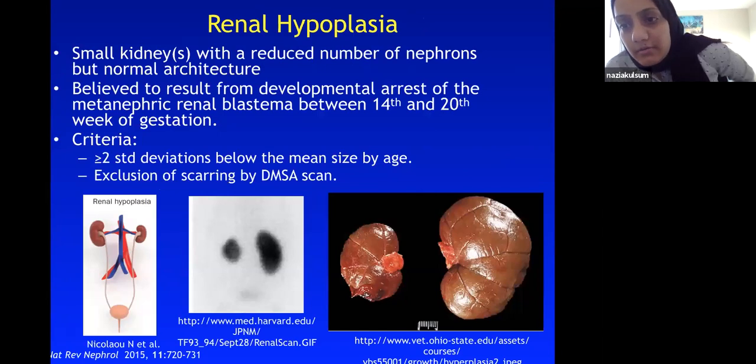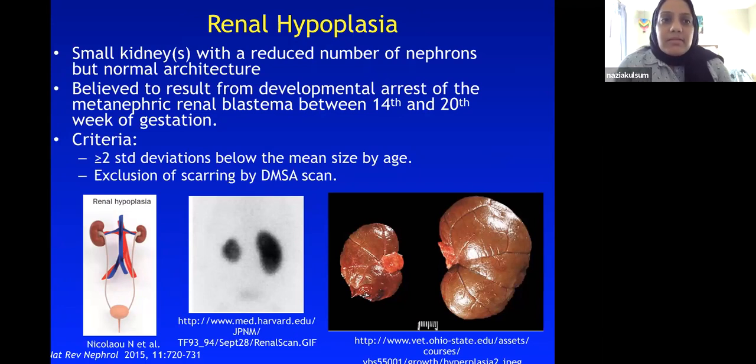So let's go into details of each of these disorders, starting with renal hypoplasia. Renal hypoplasia, essentially, hypoplasia means small kidneys. And in this situation, what happens is there's less kidney nephrons. So a normal kidney will have 1 million nephrons on either side. So in hypoplasia, we basically say there are less than 1 million nephrons. There's no test to actually measure how many nephrons, but essentially the only way they will present is they will have small kidneys. And it is believed that there is some kind of developmental arrest around 14 to 20 weeks of gestation.